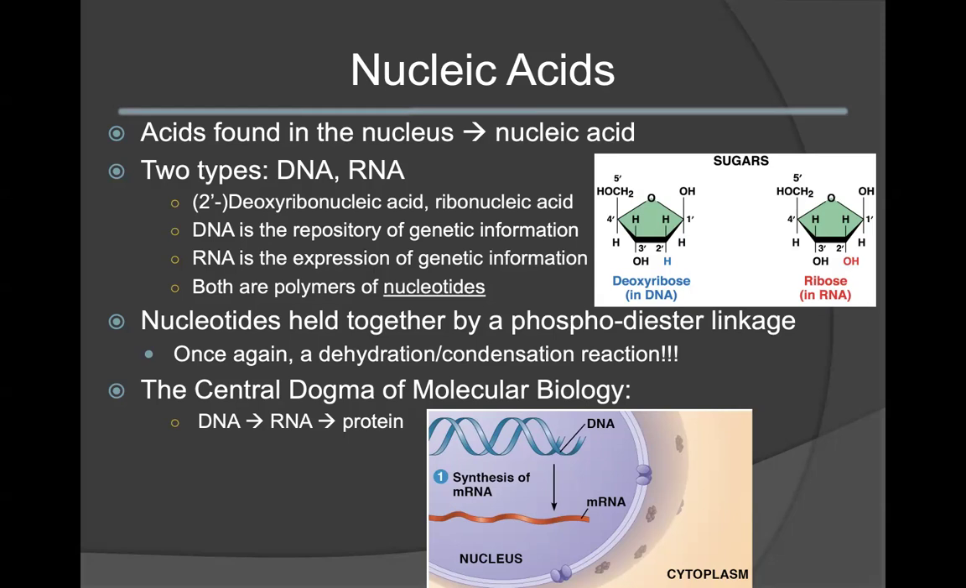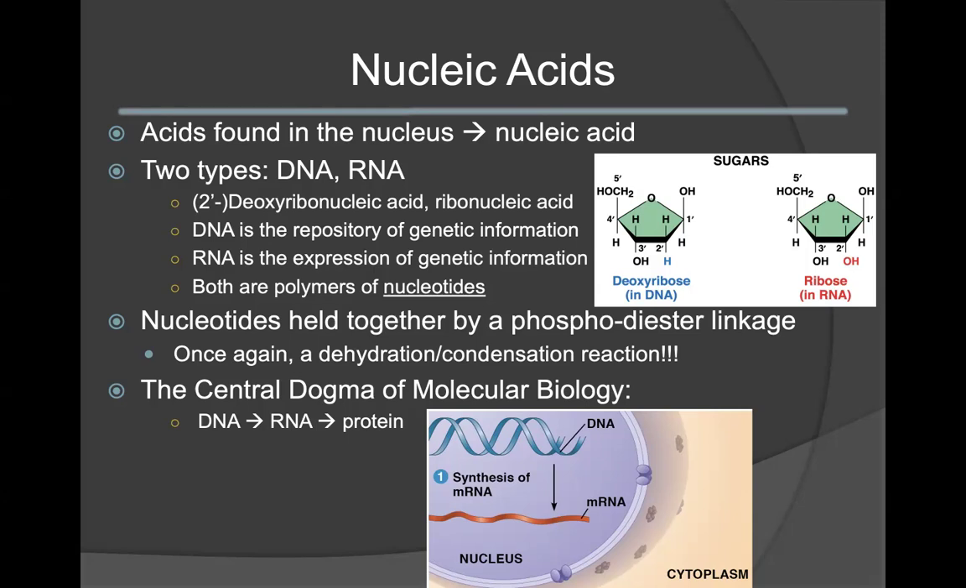Both are considered to be polymers of the base unit, the nucleotide. Nucleotides are going to be held together by a phosphodiester linkage. So, to recap, we had glycosidic linkages in sugars, we had peptide bond linkages in your proteins, we had ester linkages in your fats, and here in the nucleic acids we have a phosphodiester linkage. Once again, how this linkage is formed is going to be similar. You're going to have a dehydration reaction that helps to form this linkage. Once again, if you want to break this linkage, then a rehydration reaction would have to occur.